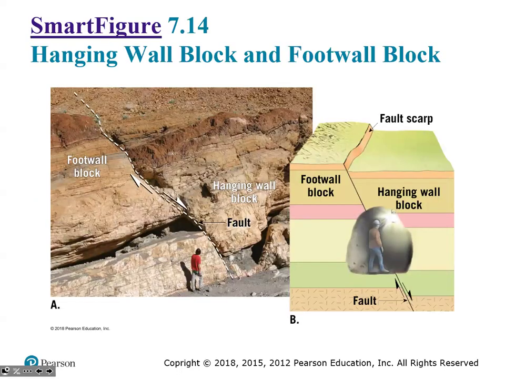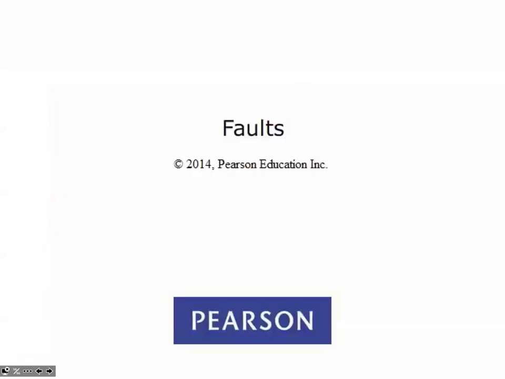So this is the hanging wall block. This is the footwall block. You can see in a mine, the hanging wall block is where you would hang your lights, and the footwall block is what you're standing on. And the type of fault for a dip slip fault is determined by whether the hanging wall goes up or down.